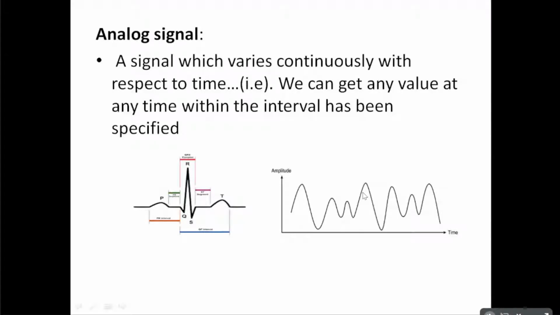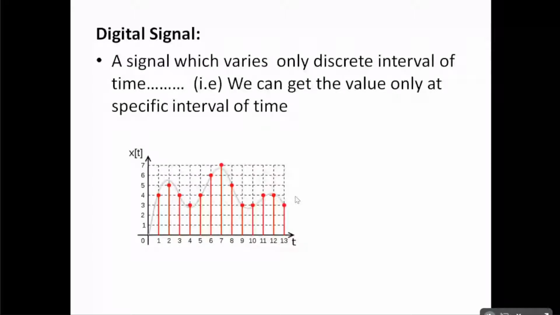Next one is digital signal. A digital signal means which varies only at discrete intervals of time. We can get a value at a specified interval of time. So this is the example of digital signal. We can get the value from this point, next to this point, next this point. So we cannot get continuously the values in digital signal. This period is called sampling period.